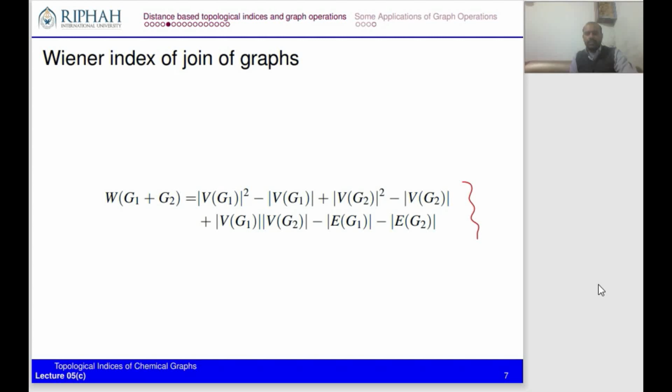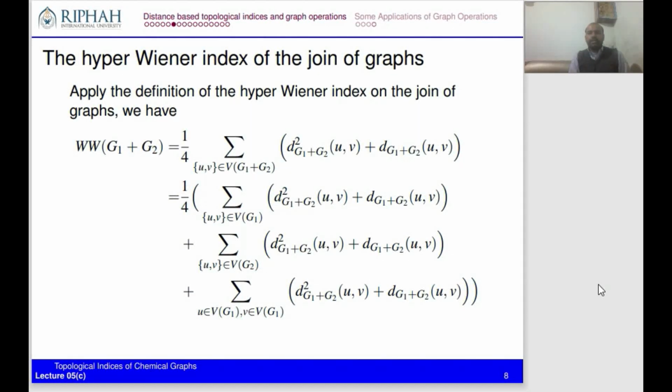So next we move to the Hyper-Wiener index, and the lines will be the same, the proof will be along the same lines. This is the definition of the Hyper-Wiener index. Again we partition into 3 sets.